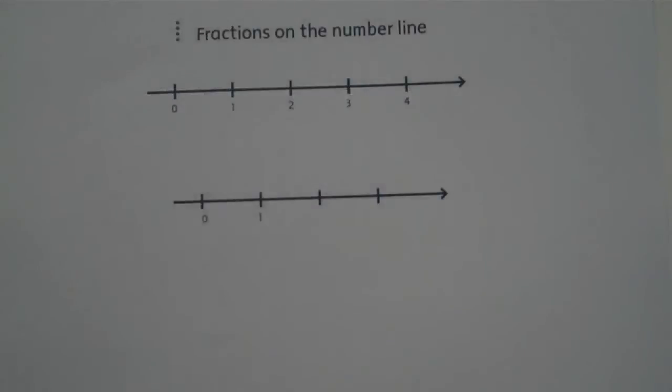Fractions on the number line. This number line has the first four whole numbers and 0 marked. You can see it at the top. 0, 1, 2, 3, 4.